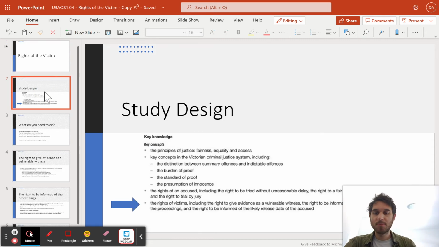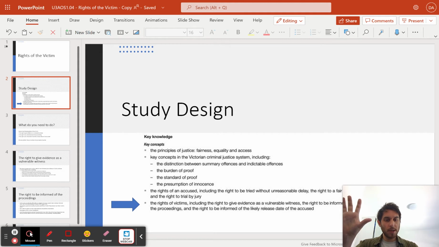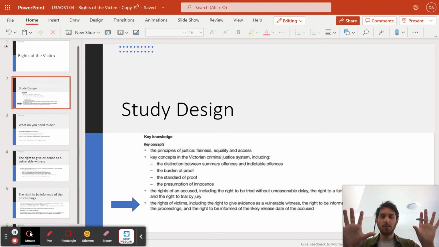Let's get around to it. So we can see here where we are in terms of our study design roadmap. We've just finished learning about the rights of an accused person, and this next dot point, the rights of victims, is a sort of counterpoint. We look at what rights accused people have in our legal system, and then we compare that to, well, what sort of rights do victims have?